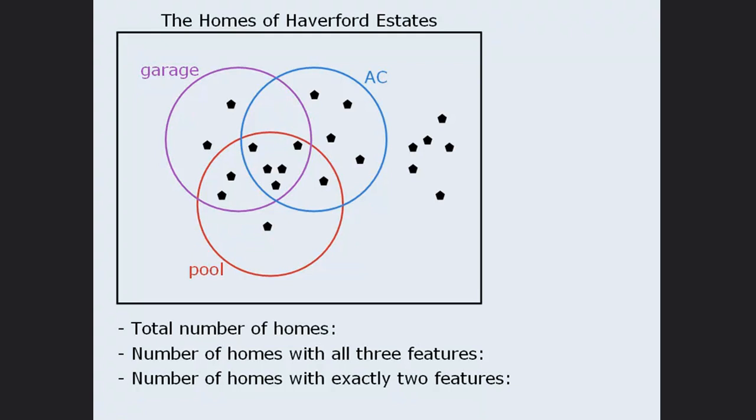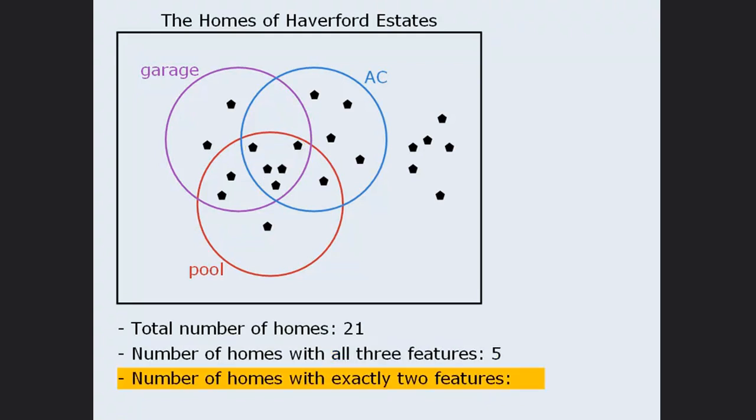Alright, let's see how you did. First, the total number of homes. Well, to answer this question, just count how many symbols there are. There are 21 altogether, so there are 21 homes. Next, the number of homes with all 3 features. Well, the homes with all 3 features are here, inside all 3 circles. There are 5 altogether, so there are 5 such homes.